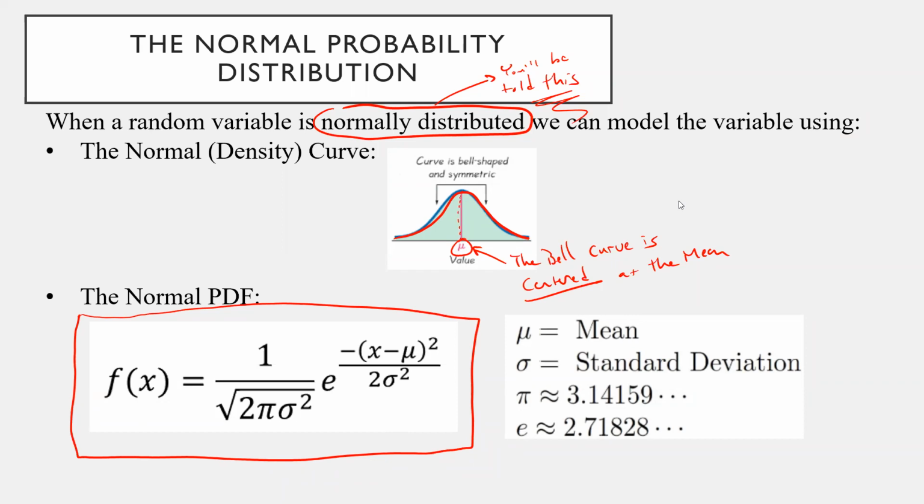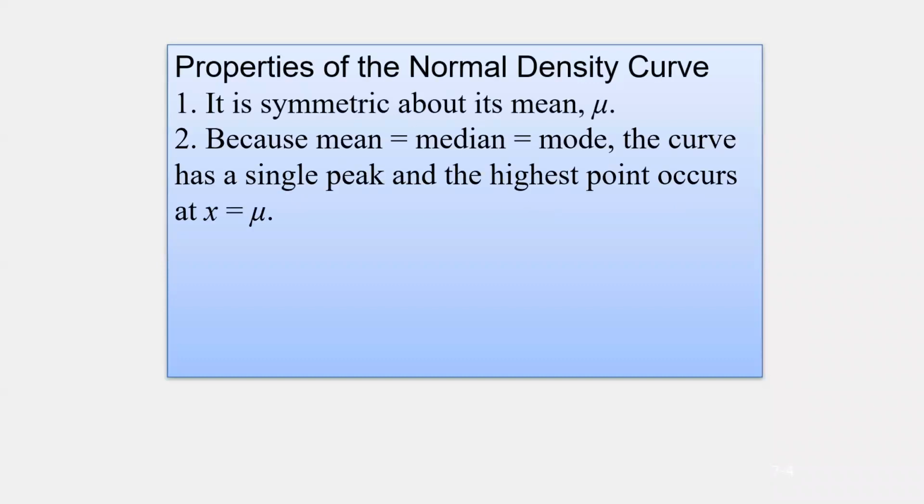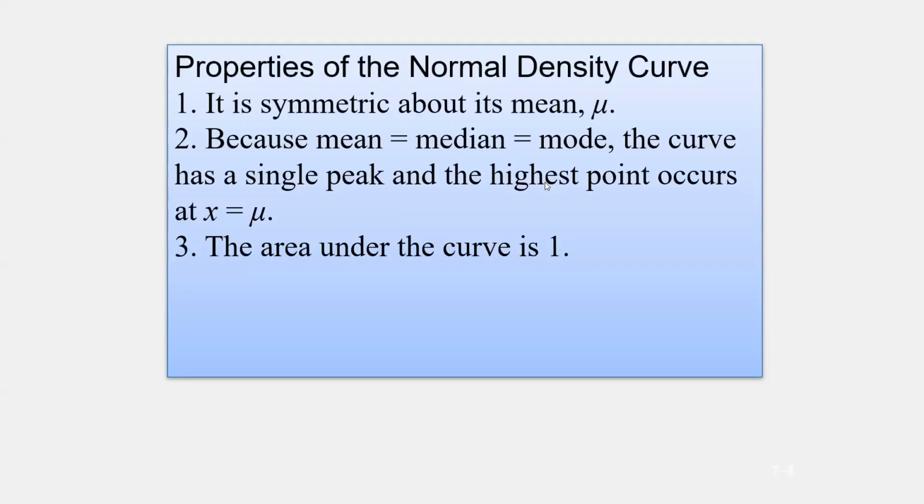Right after that, we went into the properties of the normal density curve. Again, it's symmetric about the mean. The mean is equal to the median and the mode, so there's a single peak, which you see here. The total area under the curve is 1. This is how we relate it to probability, and that's all we're going to be answering today in all our examples: a bunch of probability questions.